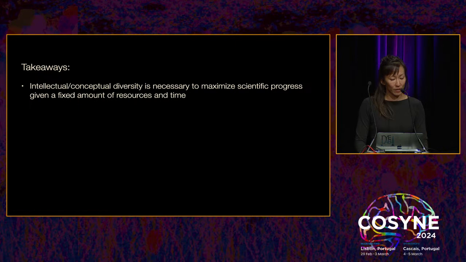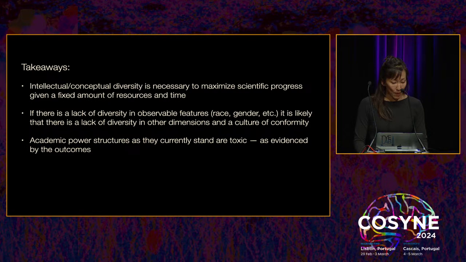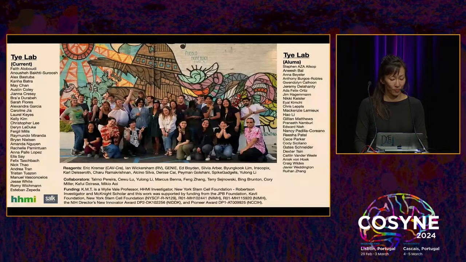I just want to say that intellectual and conceptual diversity is necessary to maximize scientific progress, given a fixed amount of resources and time. If there's a lack of diversity in observable features, it's likely that there are other non-observable features that cluster with this. And academic power structures, as they currently stand, are toxic, as evidenced by the outcomes. And even if you feel powerless, you are not. And now that I'm a senior and a full professor, I can tell you that your best is good enough. So thank you for listening.